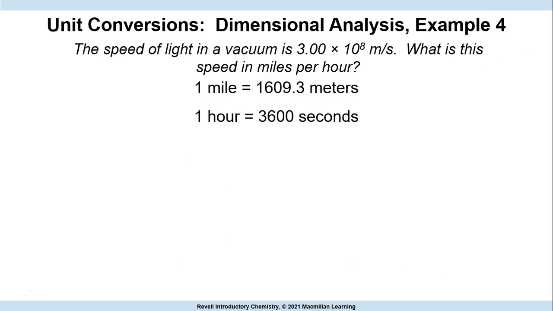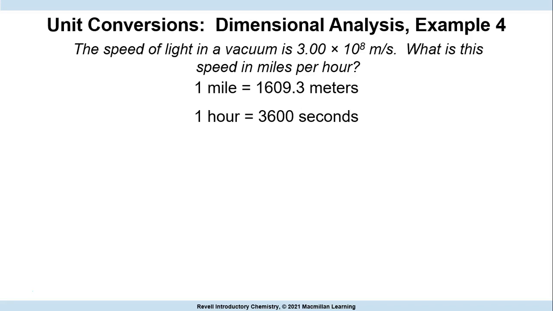Now, let's look at this other example. The speed of light in a vacuum is 3.00 times 10 to the 8 meters per second. What is this speed in miles per hour? Now, the conversion factor here is 1 mile is equivalent to 1,609.3 meters. And for time, 1 hour is equivalent to 3,600 seconds.